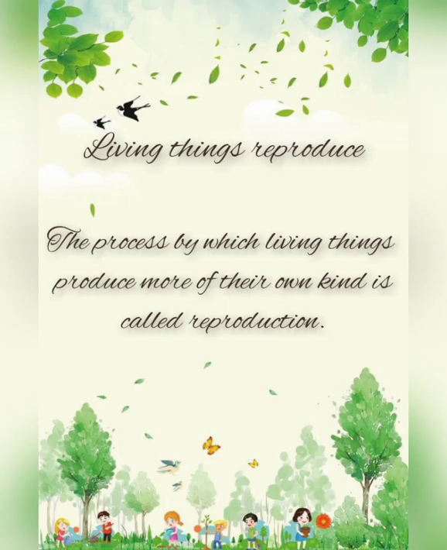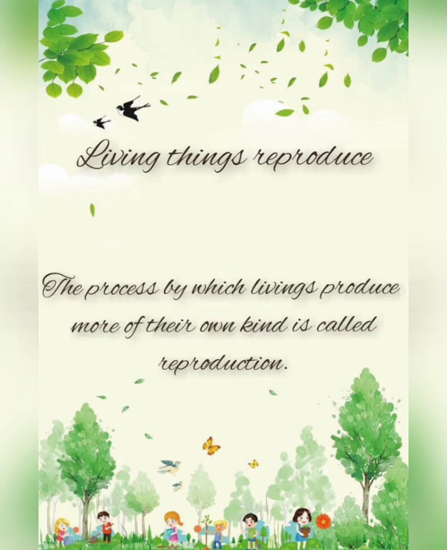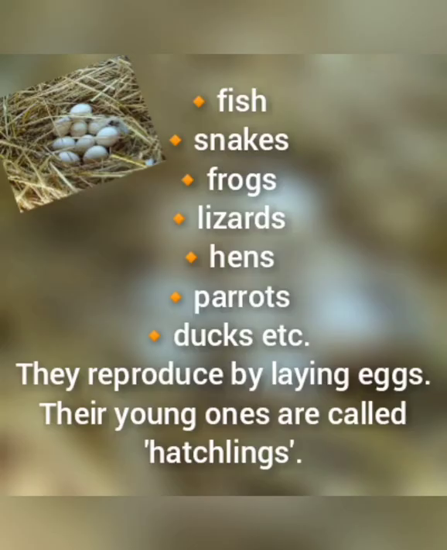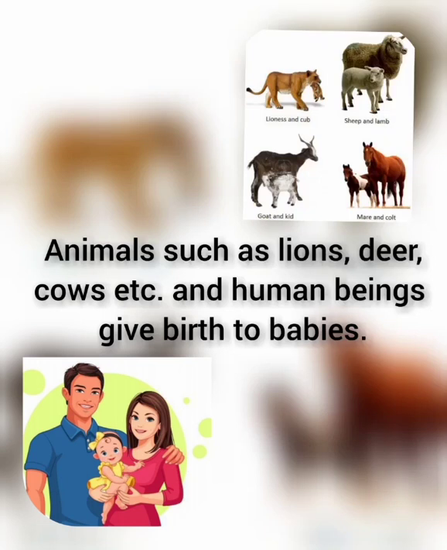Alright? Living things reproduce. The process by which living things produce more of their own kind is called reproduction. In other words, living things can have babies or they can multiply. Fish, snakes, frogs, lizards, and different types of birds reproduce by laying eggs. Their young ones are called hatchlings because they hatch from the eggs. Animals such as lions, deer, cows, etc. and human beings give birth to babies.